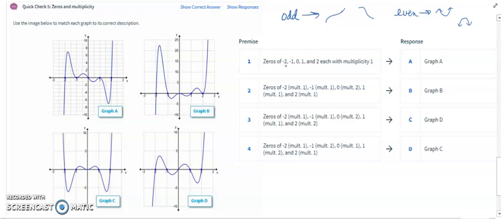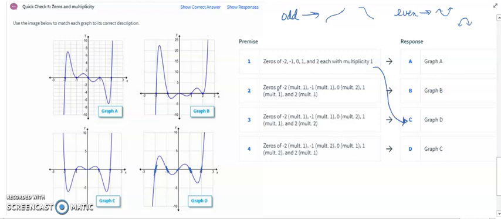It says that we have zeros of -2, -1, 0, 1, and 2, each with multiplicity 1. So that means we need to try to find a graph that's going to cross the axis at each one of those zeros. And so I'm really looking for one that has no bouncing off the x-axis. And if I think about that, here I see that the graph in graph D, it's crossing through -2, it's crossing through -1, crossing the axis at 0, crossing at 1, and crossing at 2. So graph D is the one that represents this first description.